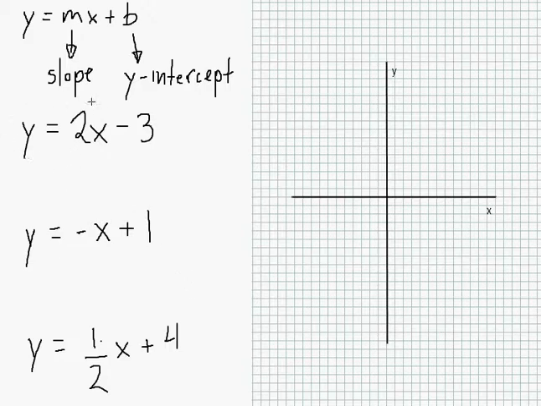For this equation right here, the slope is 2, because that's the m, the number that's with the x, and the y-intercept is negative 3, because that's b. I want to get started just by plugging in the y-intercept. The y-intercept is always where the line crosses the y-axis. So negative 3: we start here at the origin, 1, 2, 3 down. So that is the y-intercept of this equation.